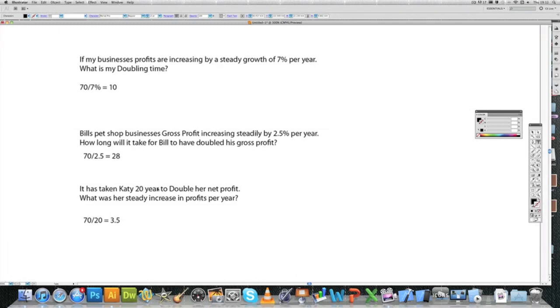Well, it does make sense, because if we go over here, we know that with a 7% steady growth rate, it will take 10 years. So for 3.5%, it takes 20 years for a doubling. That means it must be 3.5, because that's half of 7, isn't it? 3.5 is half of 7, and 20 is double the amount of 10. So it does actually make sense if we do that.